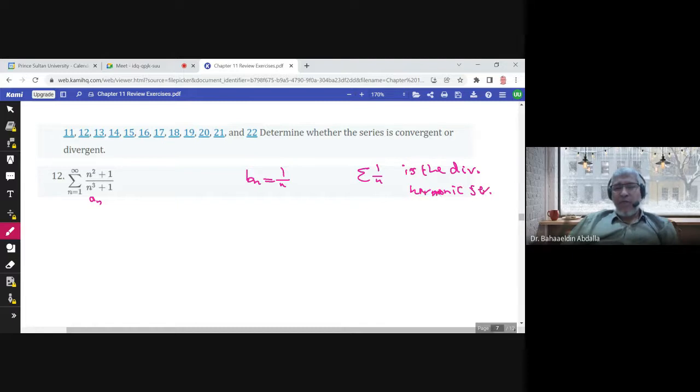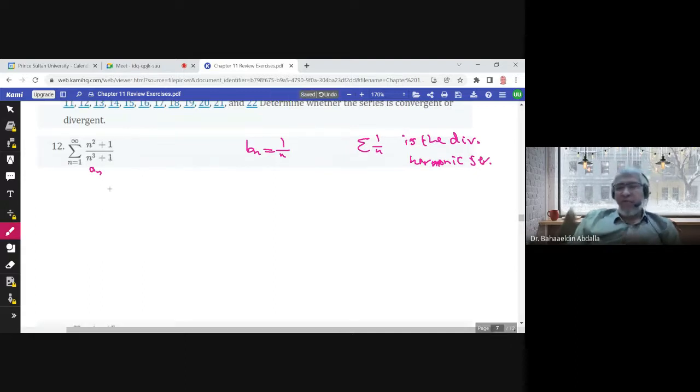So I expect that this series is also divergent, but how to prove that? I cannot use the direct comparison test, but I can use the limit comparison test. Let us find the limit of an over bn when n goes to infinity. And if we prove that this limit is greater than 0, then summation an would be also divergent.